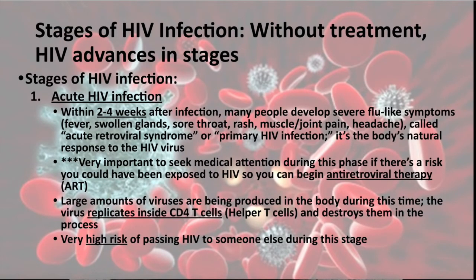So for the stages of HIV infection, we have 3 stages here. Without any treatment, HIV is going to advance in stages. Our first stage is called acute HIV infection. Within 2 to 4 weeks after infection is when people would start to develop those flu-like symptoms that we talked about. This is termed acute retroviral syndrome or primary HIV infection, and it's your body's natural response to the HIV virus being inside of your body.